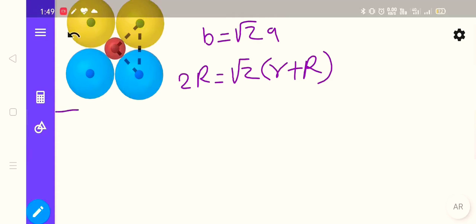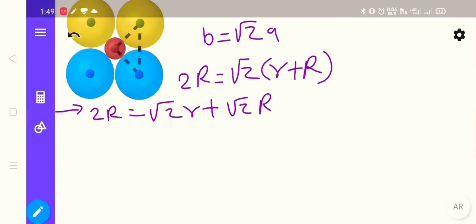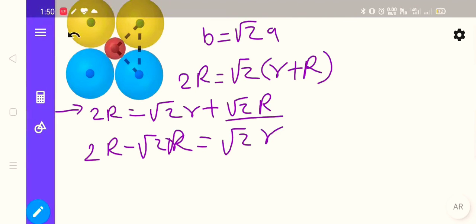So B is equal to 2R and A is equal to small r plus capital R. So now, 2R is equal to root 2, open the bracket, small r plus capital R. Now shift this to the other side: 2R minus root 2 capital R is equal to root 2 small r. Now again, shift root 2 to the other side, so it will be (2R minus root 2 capital R) divided by root 2 is equal to small r.